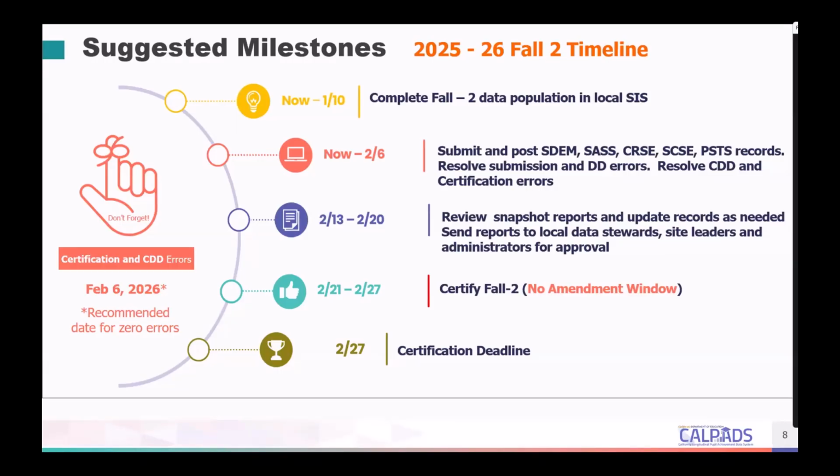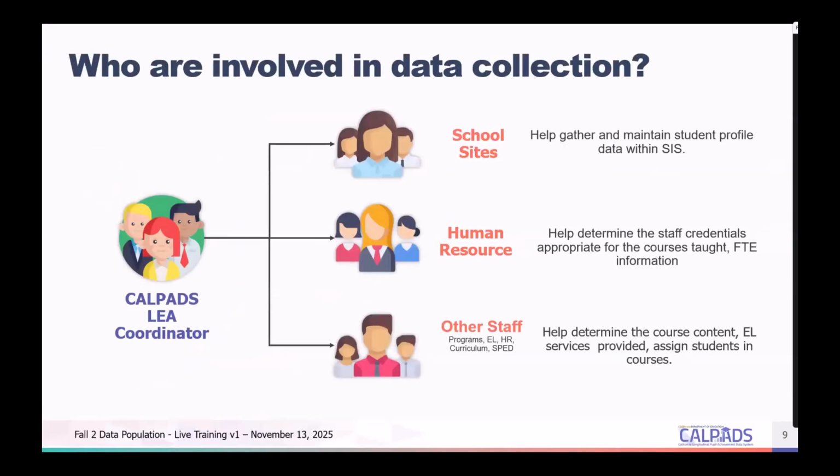Now let's shift gears and talk about who's involved in making Fall 2 reporting happen. Like all CalPADS submissions, Fall 2 is a team effort. It simply can't be done alone. At the center of this effort are the CalPADS LEA coordinators, as shown on this slide, who act as a hub connecting staff across schools, offices, and departments to gather the data needed for a successful submission.